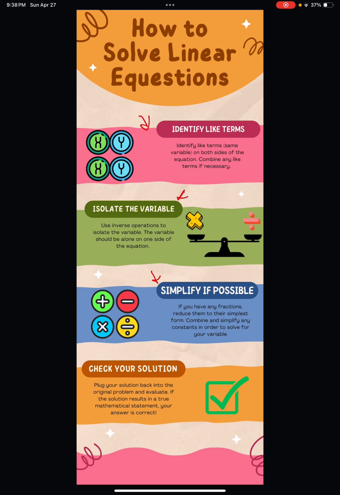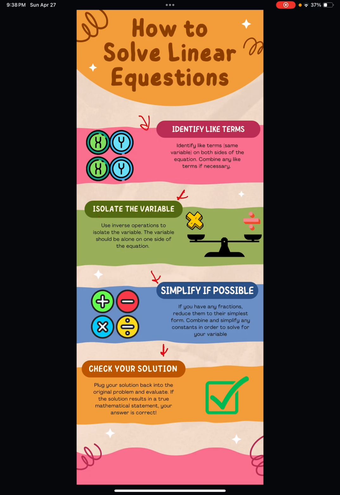And finally, our last step is to check your solution. So you're going to plug your answer back into the original equation and basically evaluate it to make sure that both sides are equal.